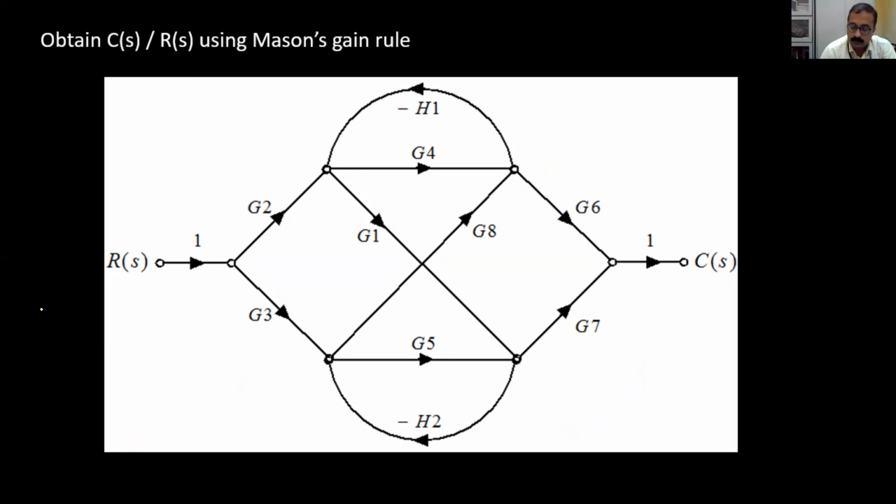Right. So what is the first step? We have to identify the possible path gains. Path gain P1. Are there any possible paths? First of all, yes. What is that? 1, G2, G4, G6, 1. Correct? Any other possible forward path gain? Yes. What is that? 1, G3, G5, G7, 1. Any other possible forward path?